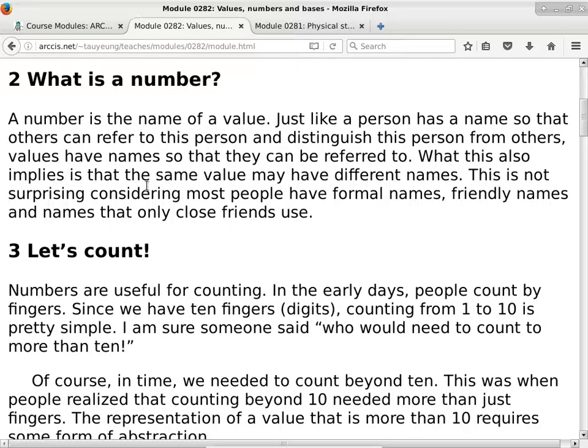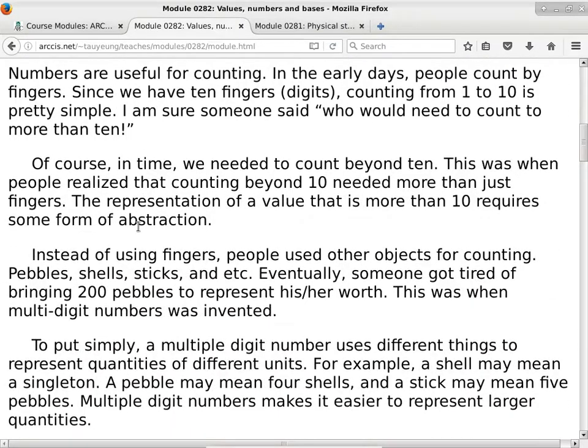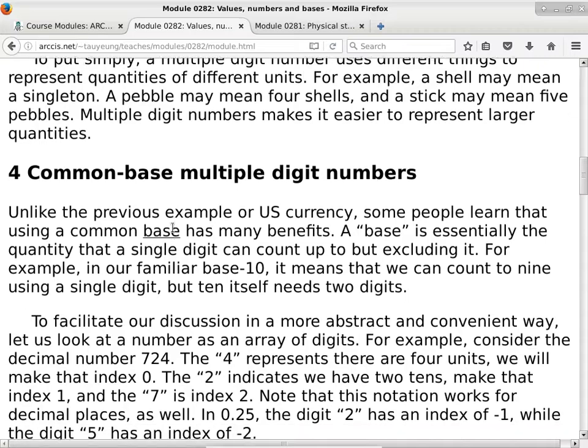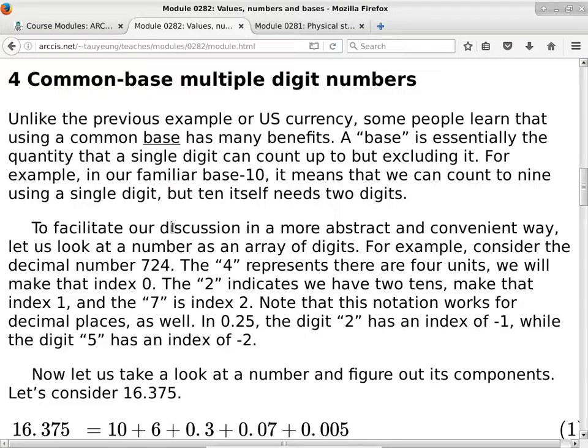The next one is going back to the caveman age and talking about how we count and represent quantities back in those days. And then section 4 has a title that you may not have seen before. I'm pretty sure you haven't seen this before because I made it up. I make up a lot of stuff in my classes. It's called common base multiple digit numbers, which is no more than just how we usually represent quantities using our existing number system.